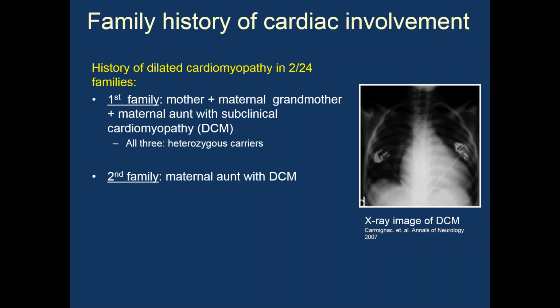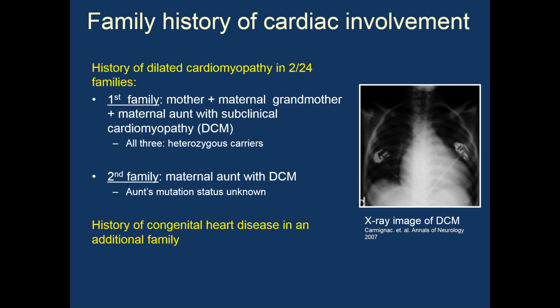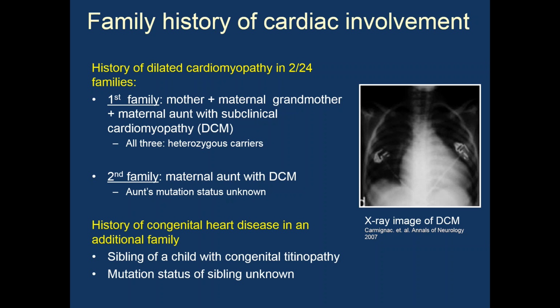And in the second family, we had a maternal aunt with the same feature. We're not quite sure whether or not she was a carrier, as we don't have access to her DNA to test. And there was also a history of congenital heart disease in an additional family. We had a sibling of an affected child who had quite severe congenital heart disease, and the mutation status of that sibling is unknown. But that makes us think that cardiac involvement is a real thing for carriers here.